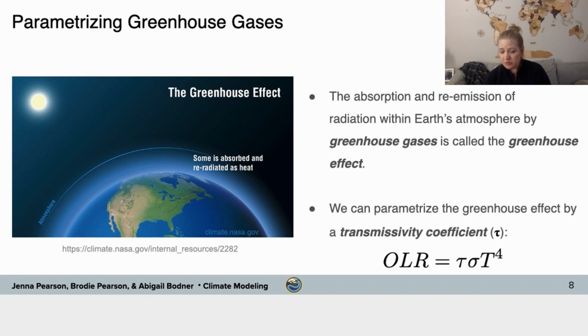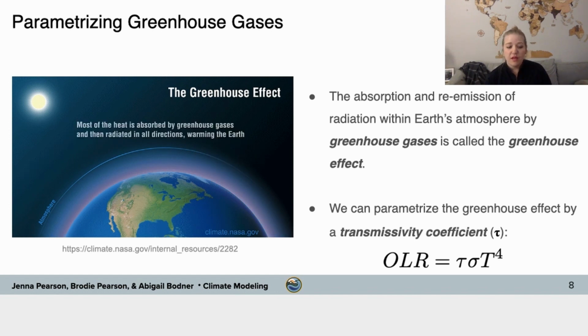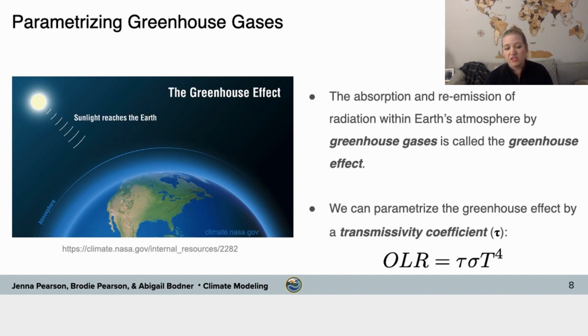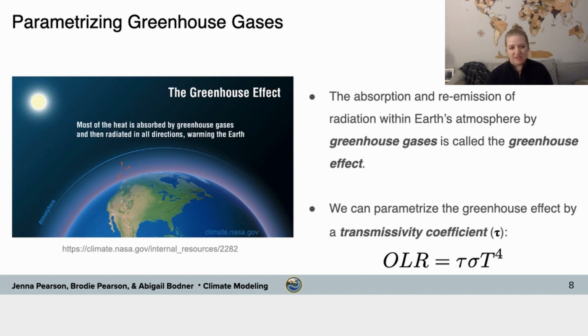And so a first approach to incorporate this into our simple model is to add a coefficient tau, which is a number between 0 and 1, that effectively reduces the amount of outgoing long-wave radiation that's seen at the top of the atmosphere due to absorption by greenhouse gases. And this is the first parametrization you will use. And it's a parametrization because we don't explicitly incorporate each individual gas and the related processes into our model, but rather we represent the effects of all of these gases with a bulk coefficient.